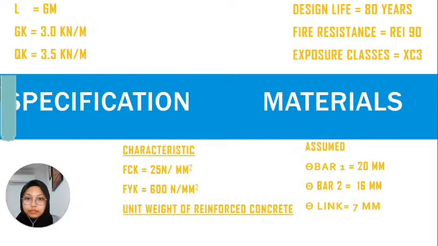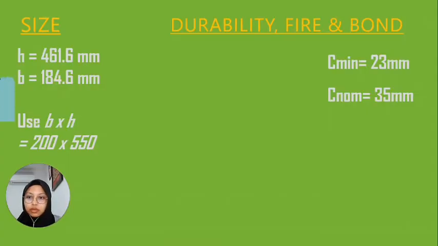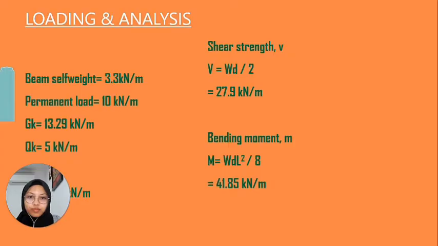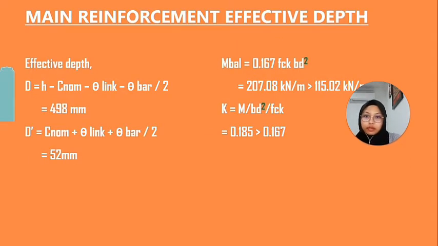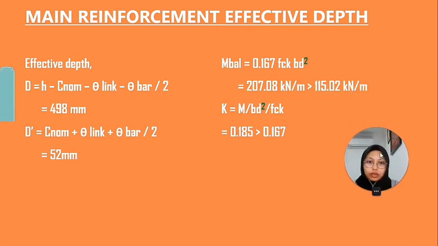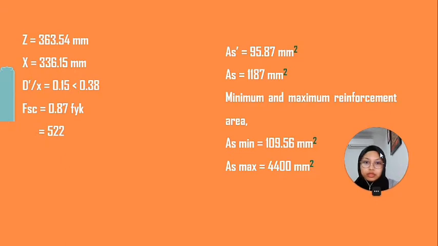As for the supporting beam, here is the specification above, and below are the materials and size. I chose PxH 200 times 550, durability and loading analysis. This is the beam's self weight. For the shear strength, we got 27.9 kN and bending moment 41.85. As for main reinforcement, effective depth, we got d 498, d prime 50.52, and K value 0.167, and K is 0.185, and then Z, area of steel, area of tension.